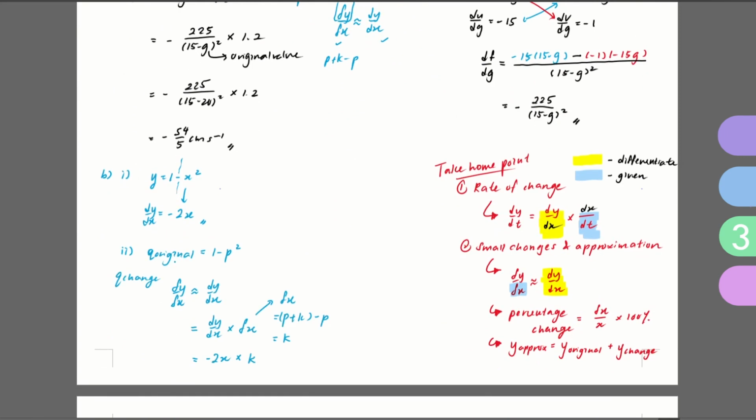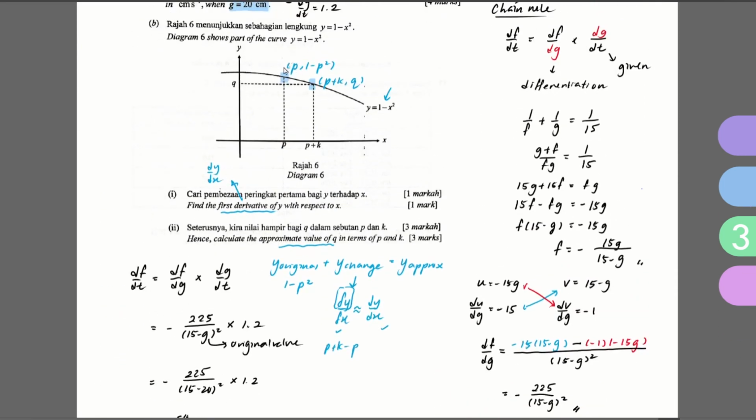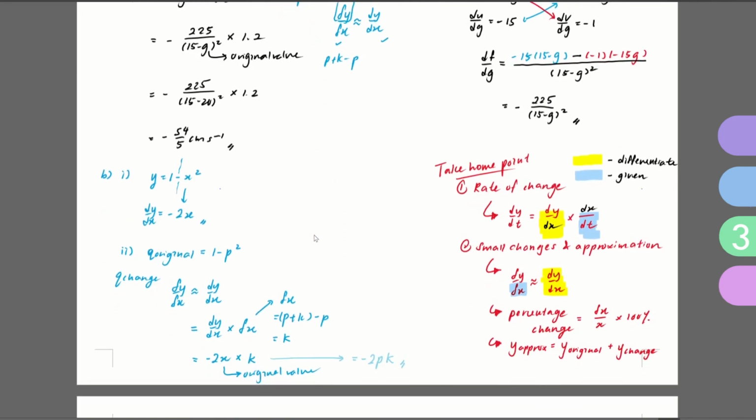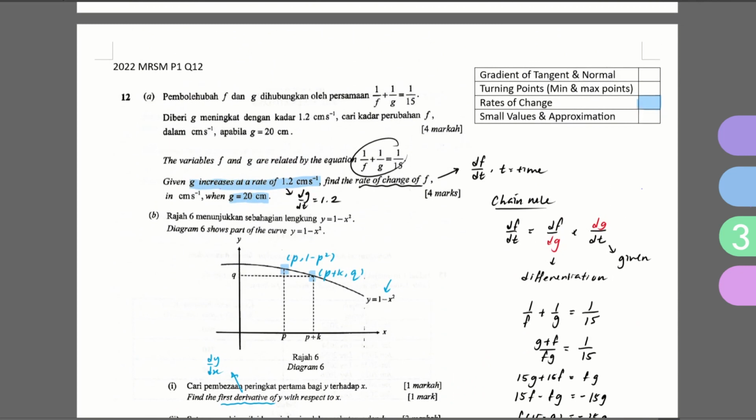So the original value of q is 1 minus p squared, and the change of q would be dy over dx multiplied by delta x, where delta x is k. And for dy over dx, for the x we need to sub the original value inside, which is the first point's x coordinate p. And now we can find the approximate value of q by adding the original value and the small change. So part B2 actually involves the final application in differentiation, which is small changes and approximation.